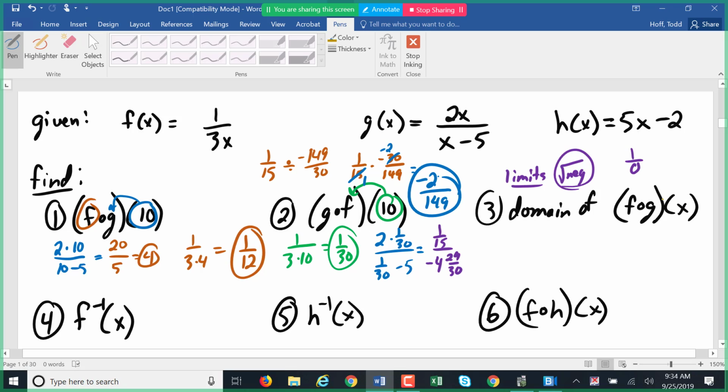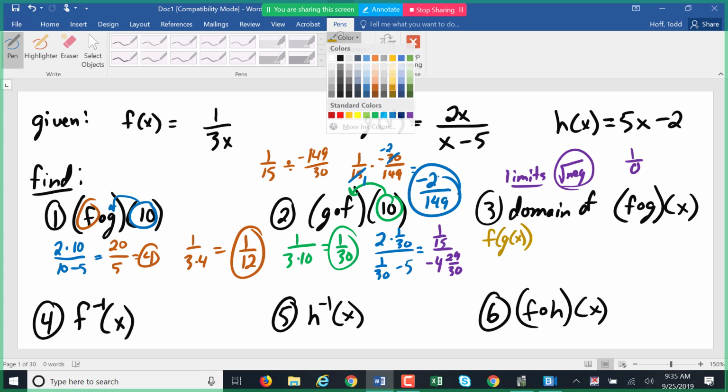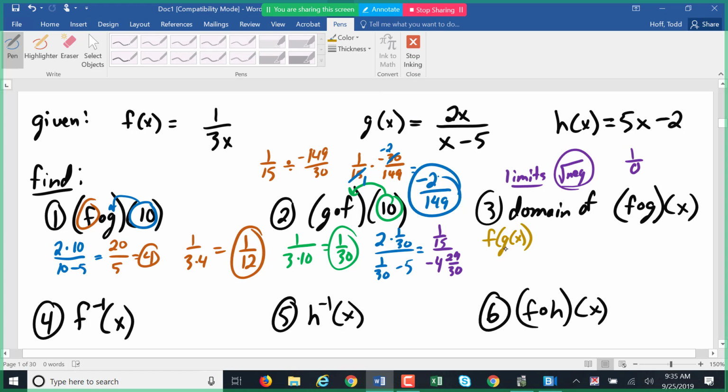F of g of x, or f composite g of x, remember, is taking f of x and substituting into it the value of g of x. So it's g of x first and then f. So we first look at g. We cannot put in any values into g that are going to make this denominator 0. Well, what would make that 0? That would be x equals 5. So the limits on g, x cannot equal 5.